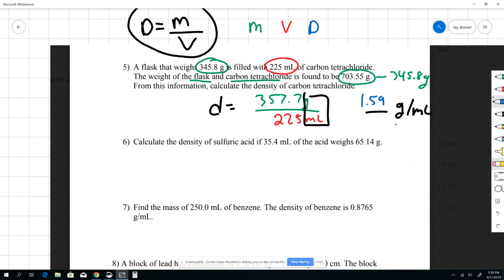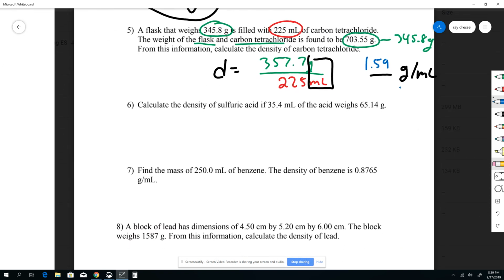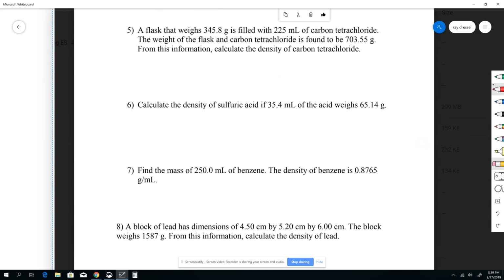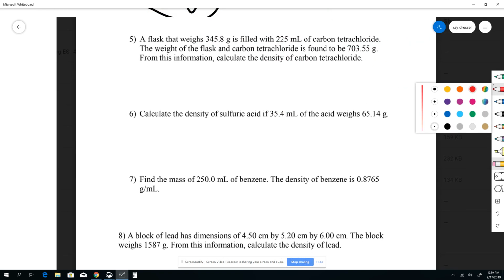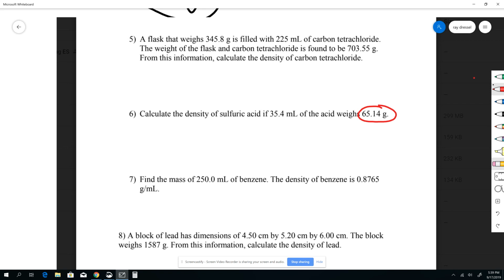Now if we go on to the next question, it says calculate the density of sulfuric acid of 354 milliliters. That's going to be a volume, so I'm going to put a green around that one. And the weight of 65.14 grams, that's going to be your mass. Dang it, I did that backwards. See, that's why you have an undo button. Okay, so now when we go through this one, our mass is going to be 65.14 grams, and the volume is going to be this one here.